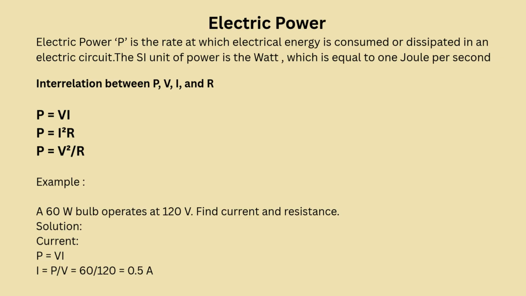An example problem is given to find current and resistance. Power is given as 60 watt and voltage is 120. We use the equation for power to find current. Answer is 0.5 ampere.